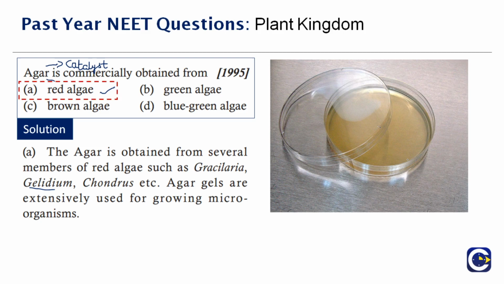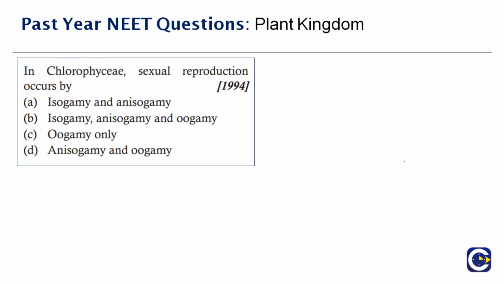Now let's move to the next question here. Okay, let's read this question. In Chlorophyceae, they are talking about green algae. Sexual reproduction occurs by what? So what are the different methods or processes it undergoes?